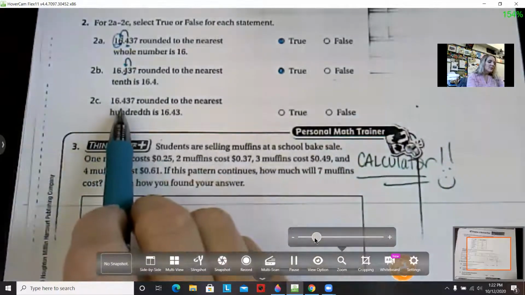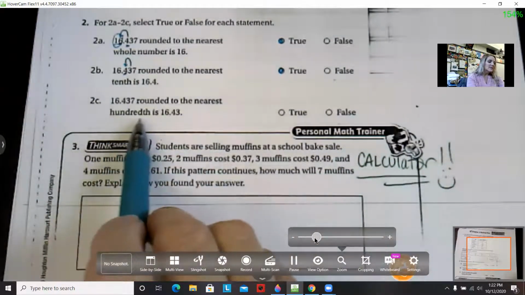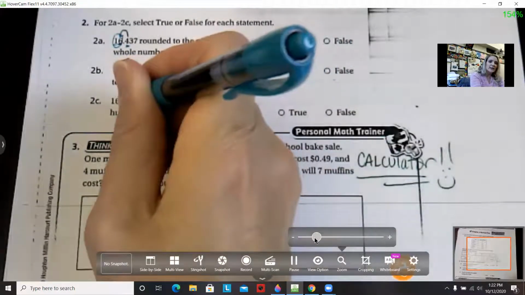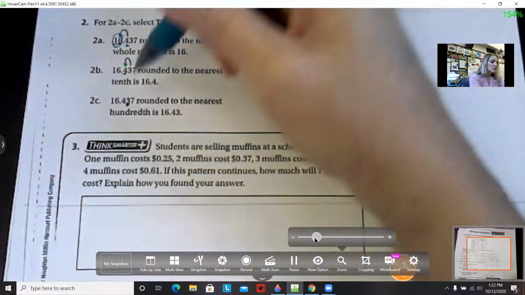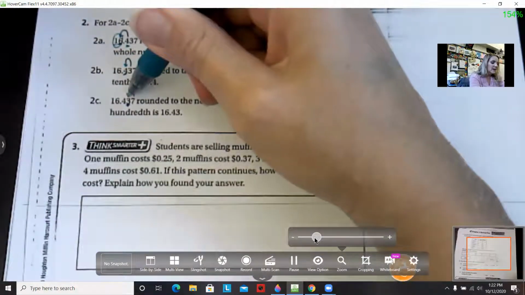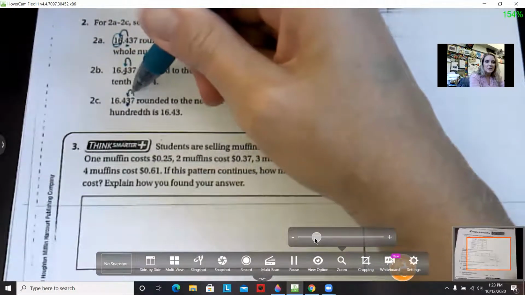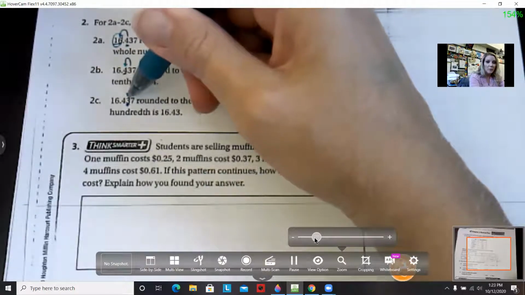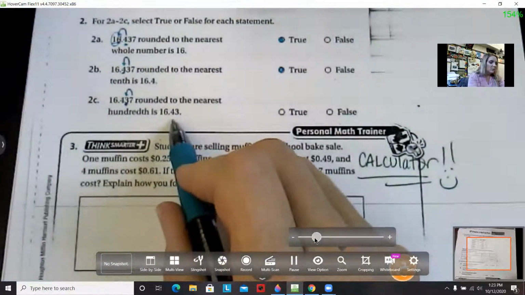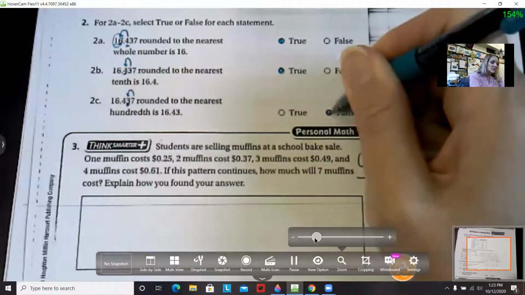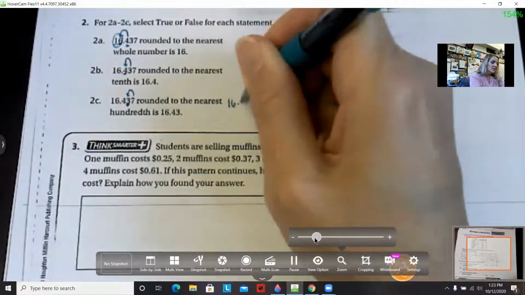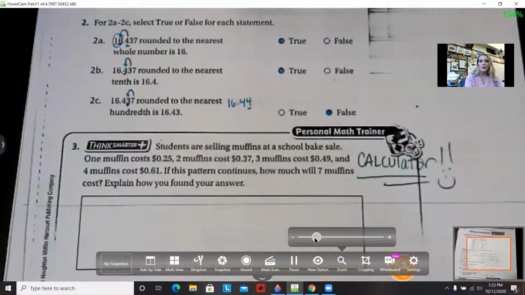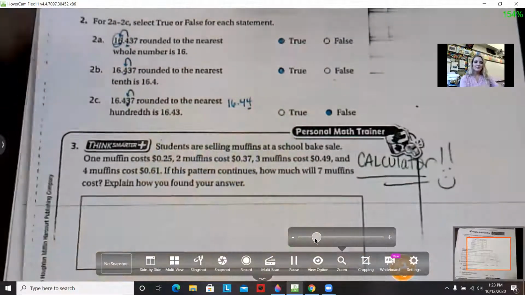And now it says for part C, that number rounded to the nearest hundredth is 16 and 43 hundredths. So let's go to the hundredths place and underline it. We have a 3. We have to look to its right, the 7. And think of this as a number 37. Is it closer to 30 or 40? Of course, the 7 makes a 3 round up to a 4. So it is not 16 and 43 hundredths, so that has to be false. It would be 16 and 44 hundredths, where the 7 made that 3 turn into a 4. So that is a false statement.